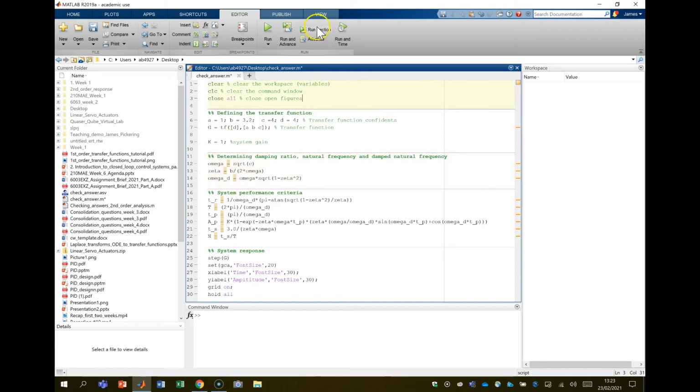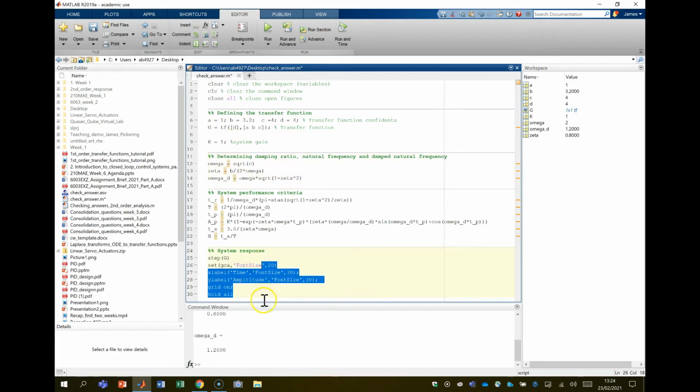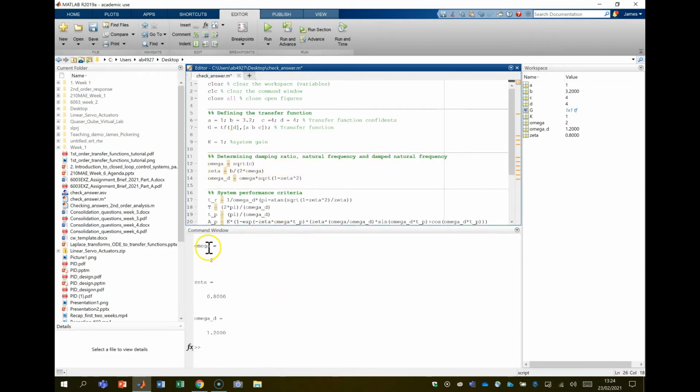So if we just run this section, clear everything, it's already clear. Run that, you can see our parameters appear here. Then run this, and you can see we work out the natural frequency, omega, the damping ratio, and the damped frequency here, and they are as we worked out in the hand calculations.